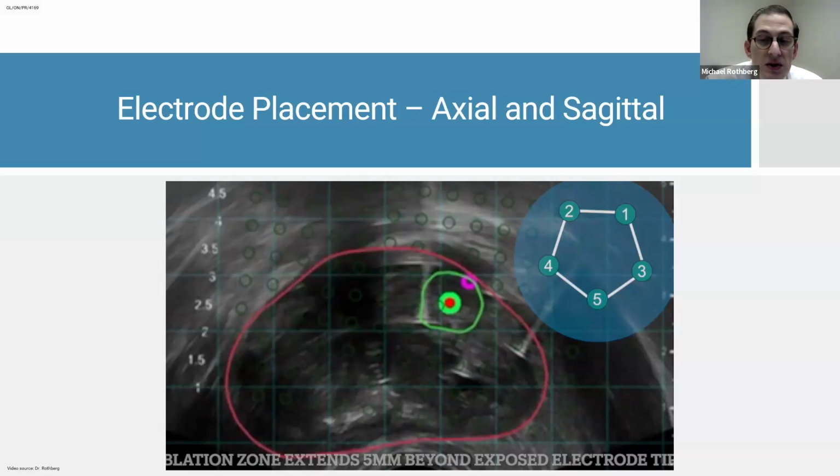In the axial view, we also need to keep in mind that the ablation zone will extend 5 millimeters beyond the electrodes in all three dimensions. So the graphic at the top right of the slide here demonstrates how the IRE ablation zone is going to extend beyond the electrodes in the axial view.